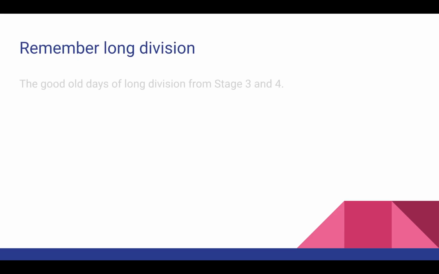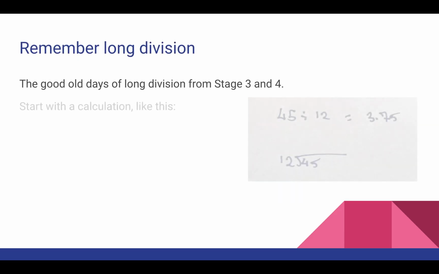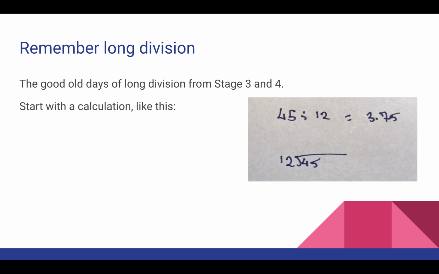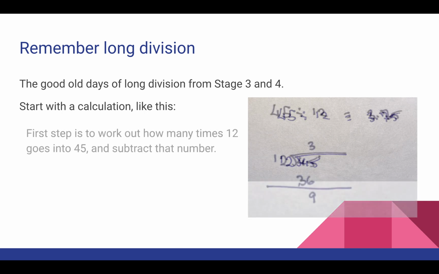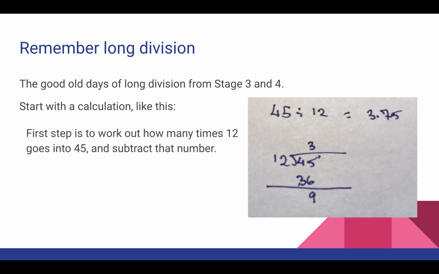So let's have a remember about long division, because this is going to look at how binary division works. Now, if we remember long division from primary school, or from early in high school, 45 divided by 12 equals 3.75. And when we do the sum, the calculation looks a little bit like this. Forgive my dreadful handwriting. First step is to work out how many times 12 goes into 45 and subtract that number. 12 goes into 45 3 times.